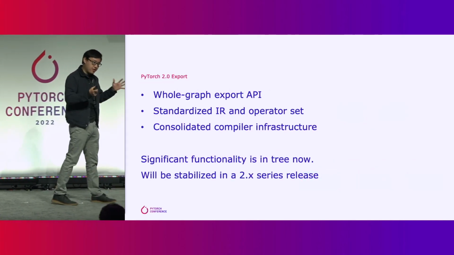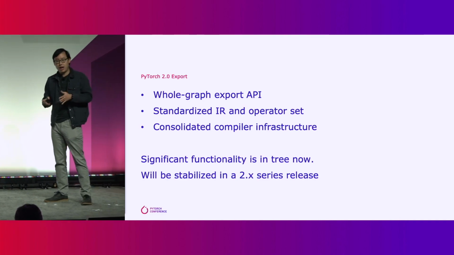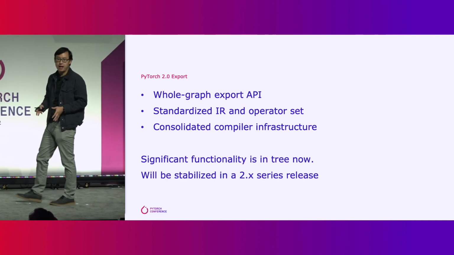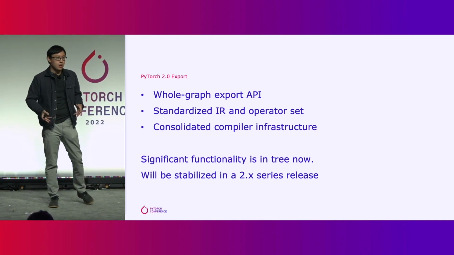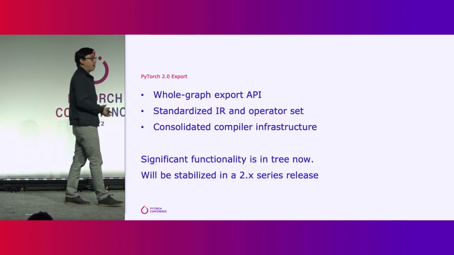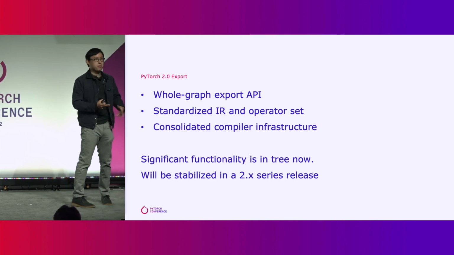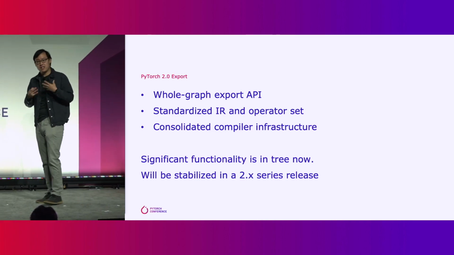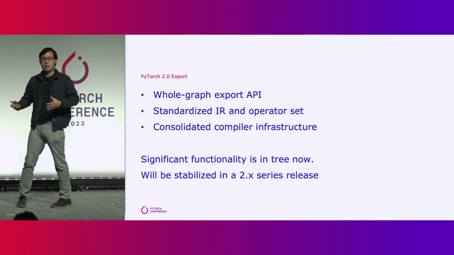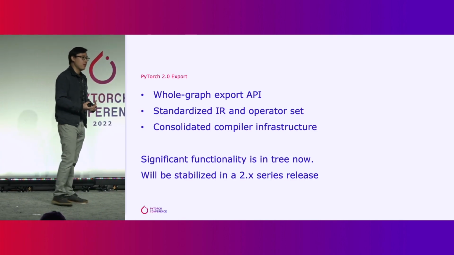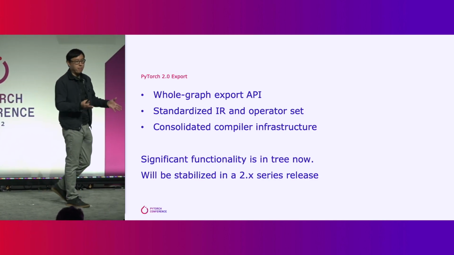Just to recap, for PyTorch 2.0 export, we want to provide a whole-graph explicit export API that lets you get a freestanding graph out of any PyTorch model. We want to standardize our IR and operator set so that it greatly simplifies the task of bringing in a new backend. And we also want to consolidate our compiler infrastructure to avoid every backend reinventing the wheel. By doing this, we want to foster a really vibrant ecosystem of separate backends.